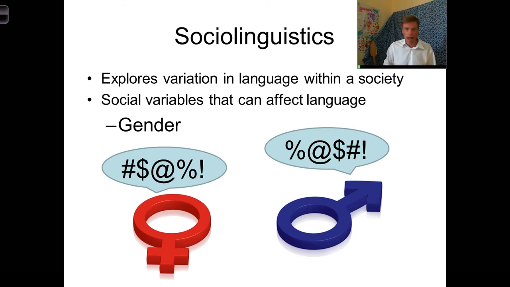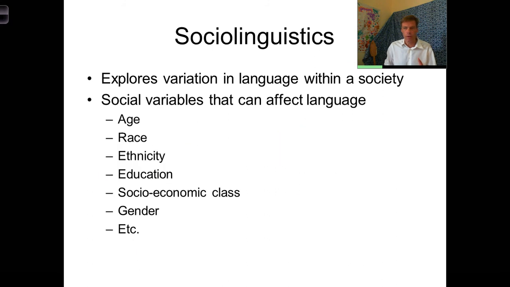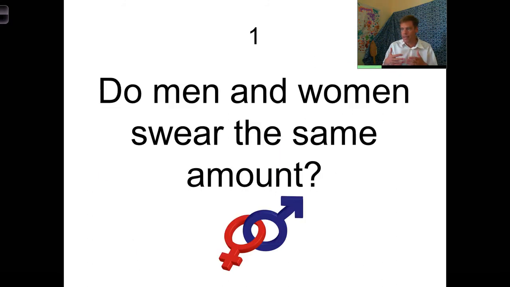So I'm going to be asking some questions as we go, and I want you to think about the answers to these questions and how we could formulate a hypothesis based on the answers, and then how we would test it. So, for example, do men and women swear the same amount? Well, I think all of you have some pretty good intuitions about that and what would be your answer based on your own experience.